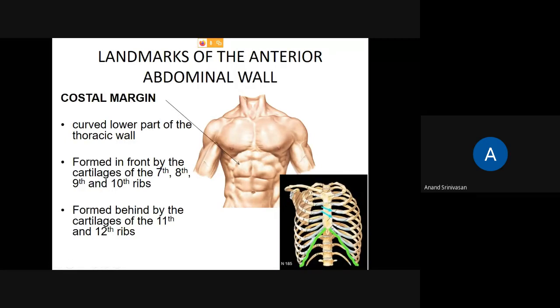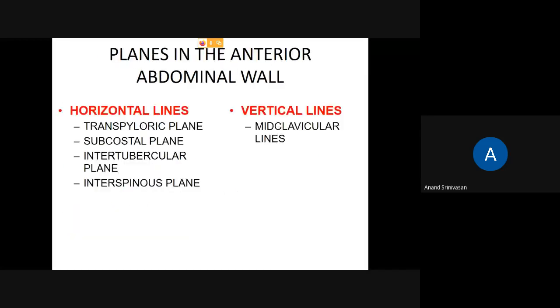The costal margin is formed by the cartilages of the 7th, 8th, 9th, and 10th ribs. And you already know that the 11th and 12th ribs are floating ribs, and they do not have any costal cartilages attached.